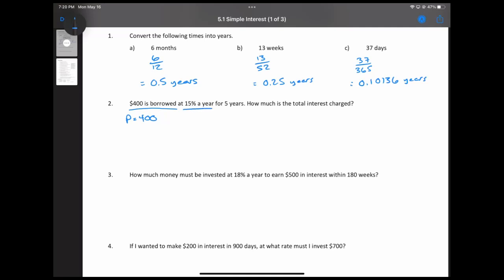At 15% a year, well, there's only one thing that has percentage in it so far, and that's going to be our R, our interest rate. So our interest rate is 15%. And if you like, at this point, you can convert your percentage to a decimal. We're going to have to anyway, might as well do it now. We're investing for 5 years, so that's going to be our time. And remember, these always have to be in years, but we're already in years, so that's okay. And then how much is the total interest charged? So how much is the interest really just means that interest is the unknown. That's the thing we're looking for.